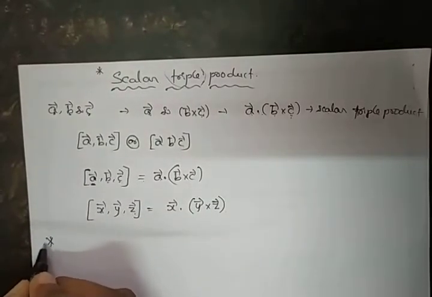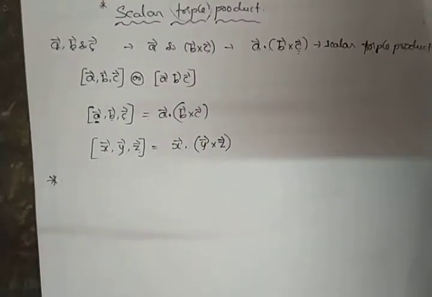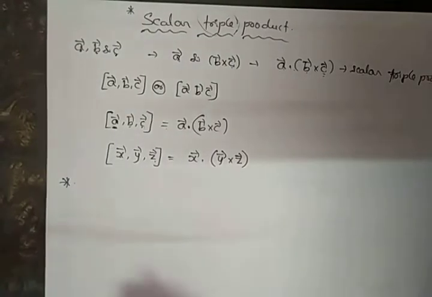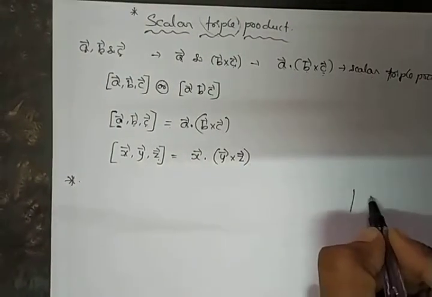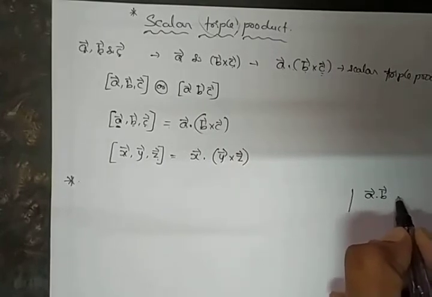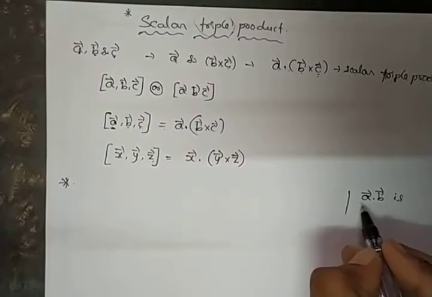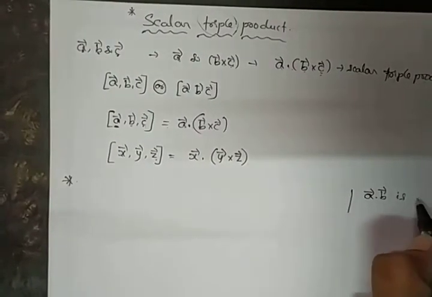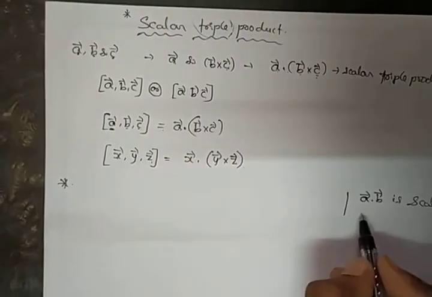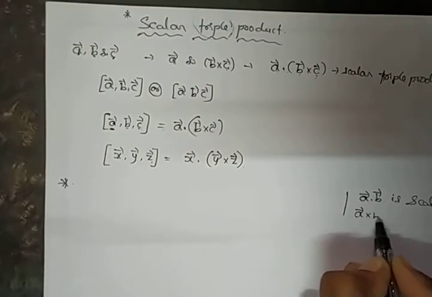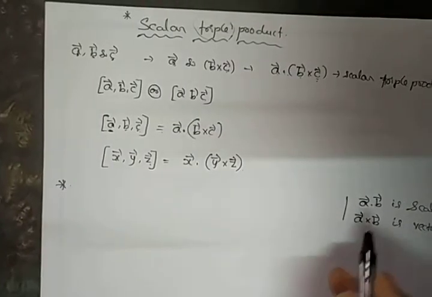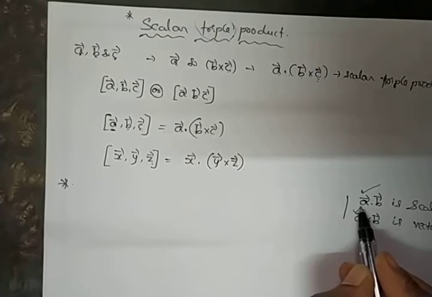Based on this, we have some important note points to solve problems based on scalar triple product. We know that the dot product of two vectors is a scalar or a vector? It is a scalar. Now, the cross product of two vectors is a scalar or a vector? It is a vector.